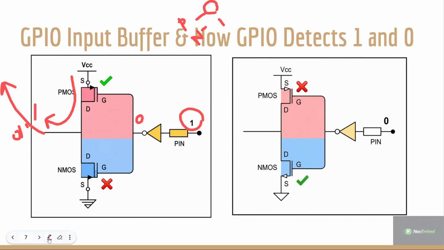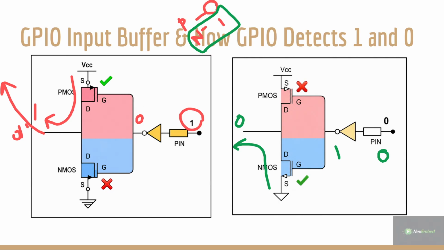This is one case. Another case is I am going with 0 input. Here I am getting 0 input. What happens? Here it is inverted as 1. And here I have mentioned if my input is 1, at that time my NMOS is active. Here NMOS is active and the PMOS is deactive. So what happens? The ground will be connected to the MCU. At that time the value is 0.